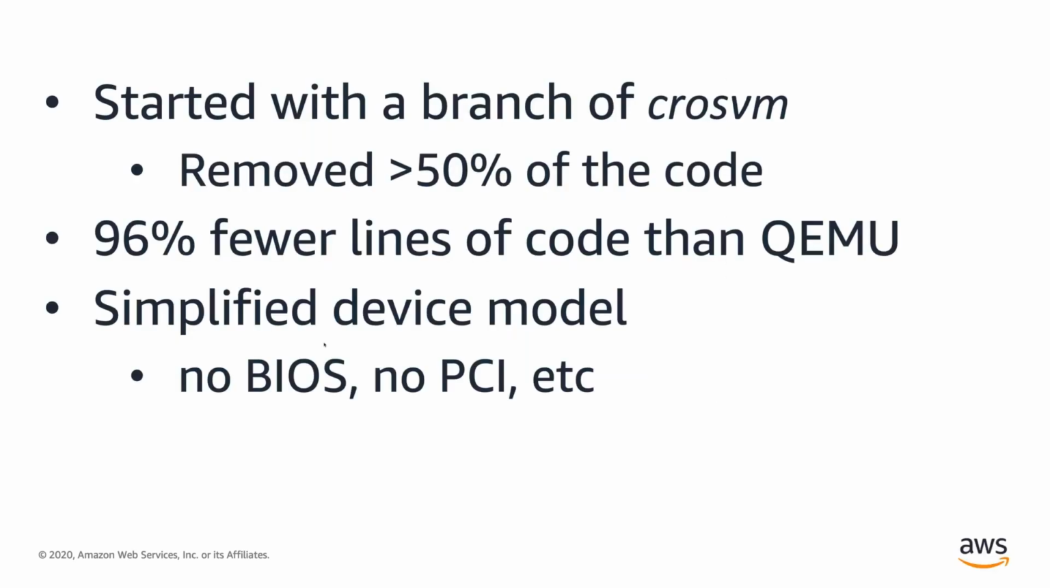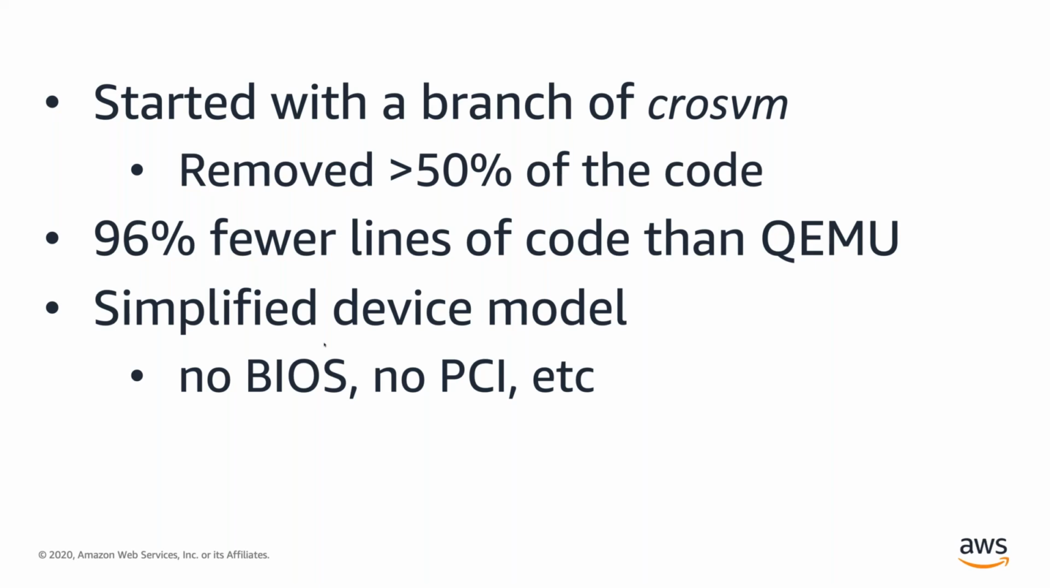We built Firecracker starting with a branch of CrossVM. Because we were specializing for serverless and for these lightweight cloud workloads, we started off by removing about 50% of the code of CrossVM. So this was taking out a lot of stuff in that code base that we didn't need. Although CrossVM was already quite small, what we ended up with at the end of this was something that was about 96% fewer lines than QEMU, 4% of the size of QEMU, which is the standard VMM that folks tend to use in this kind of architecture.